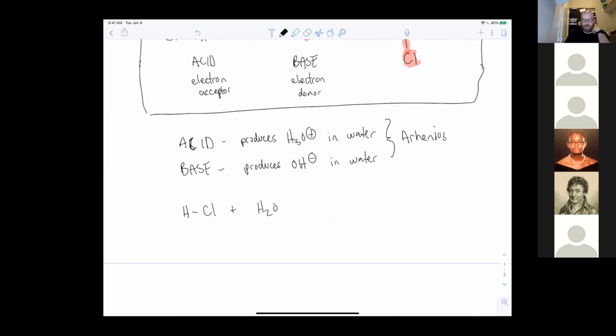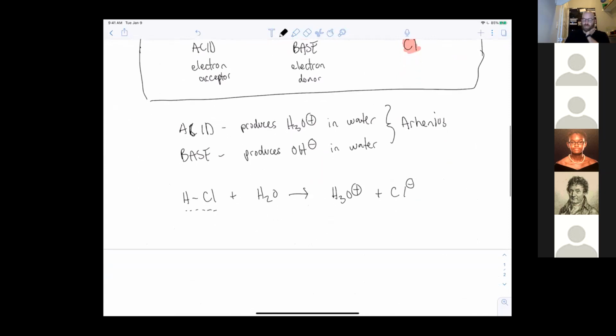I guess it'd be like if you take a molecule like HCl and you put it in water, you get this out of it. Whereas if you take ammonia and you put it in water, you get this out of it. So by Arrhenius's definition, this would be a base because when I put it in water, it produces hydroxide, and this would be an acid because when I put it in water, it produces H3O+.